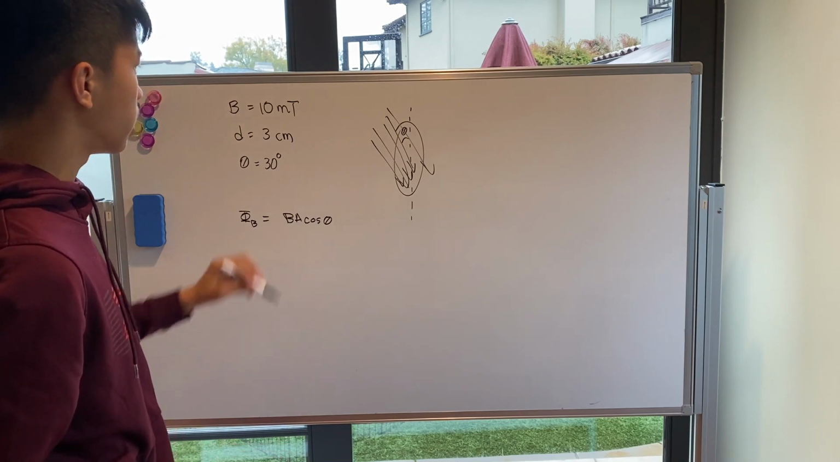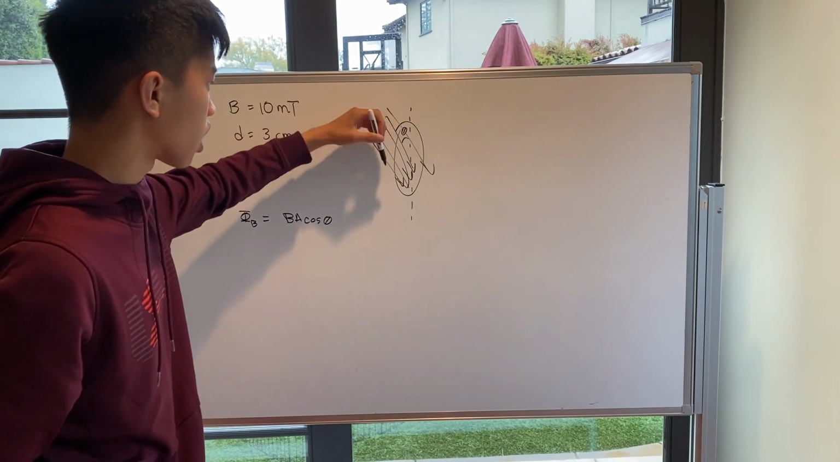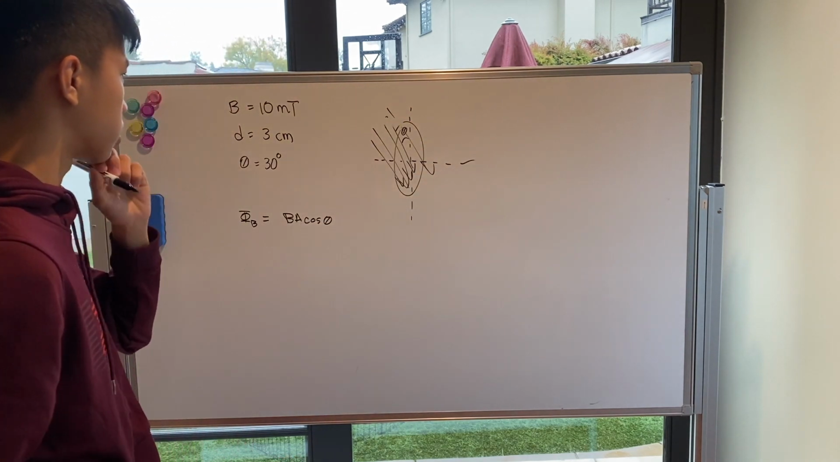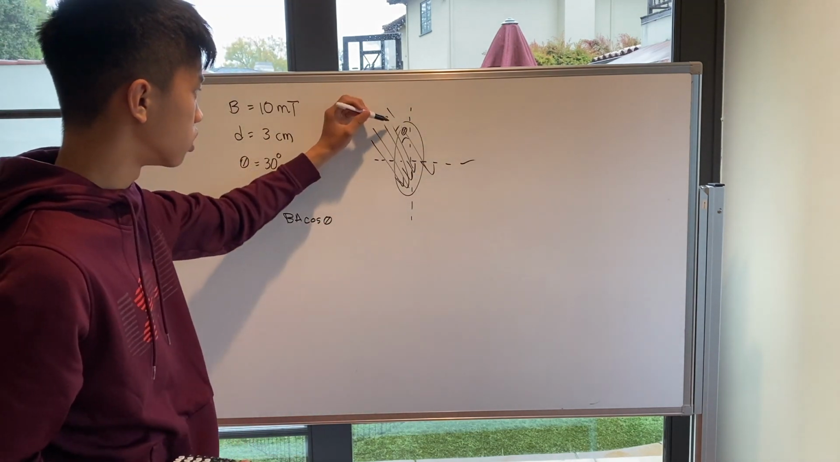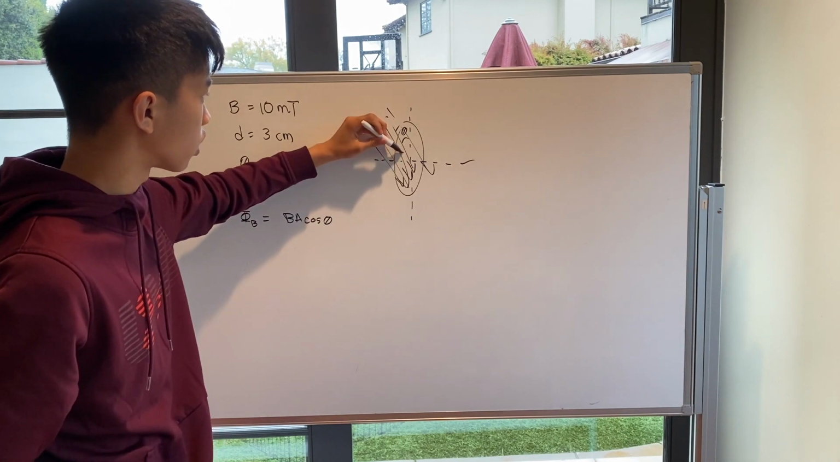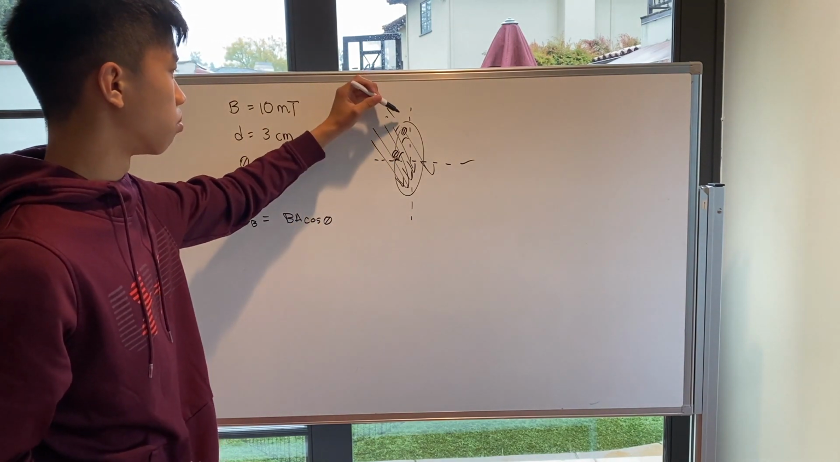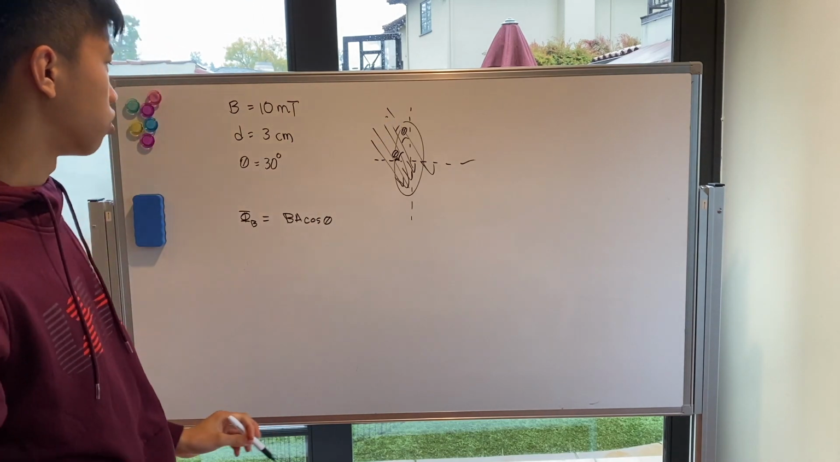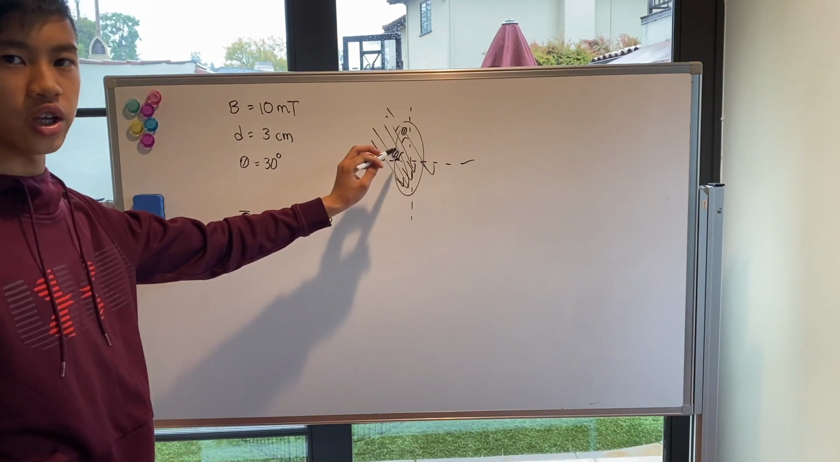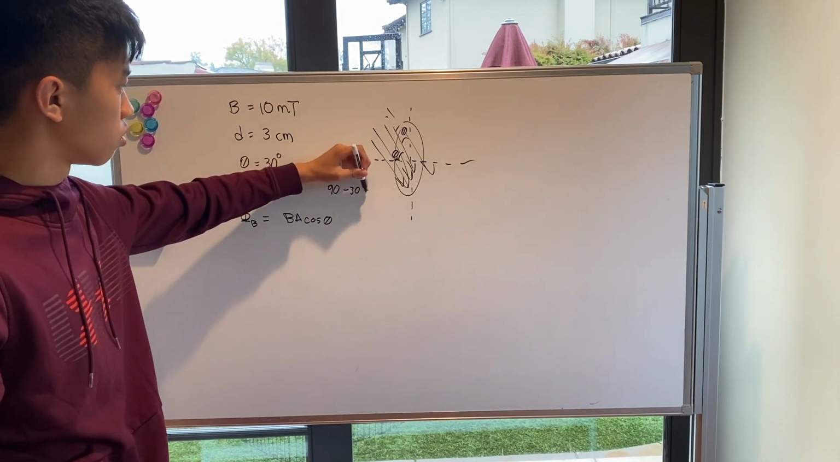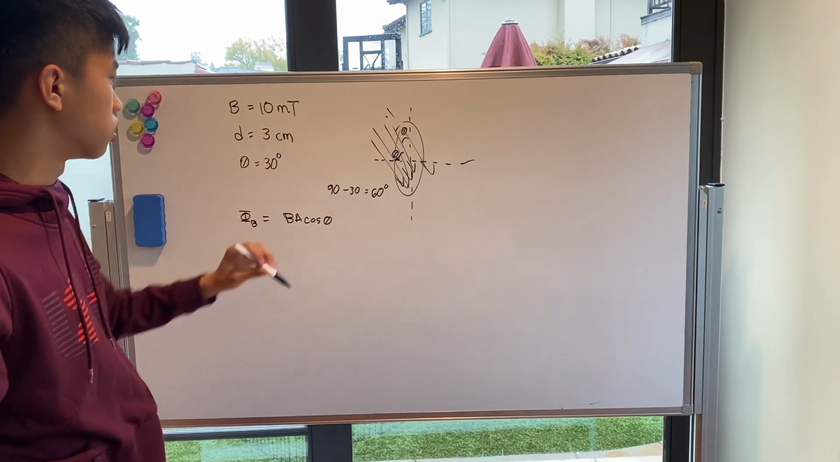But wait, this theta that we're talking about is a different theta from the theta in our formula. The theta in our formula is to the normal vector, not to the parallel. So our actual theta is 90 minus 30, which is 60 degrees.